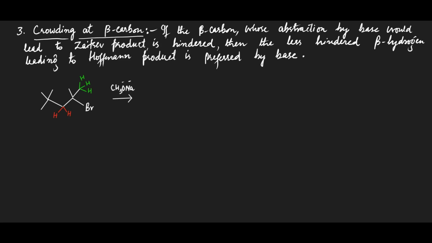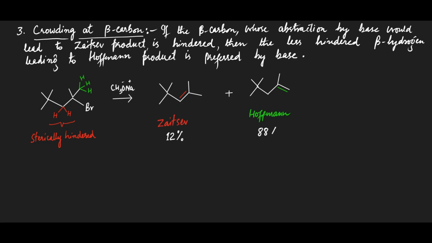These secondary beta hydrogens are sterically hindered, and their elimination with bromine gives this more substituted alkene. The elimination of less substituted green hydrogen with bromine gives this less substituted alkene. Thus crowding at secondary beta hydrogen forces the base to abstract primary beta hydrogen so that in the end, Hofmann product is the major product.